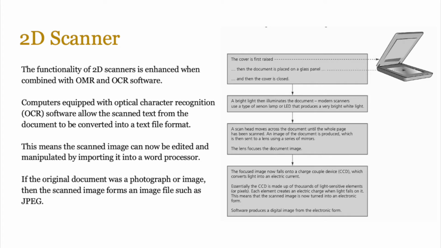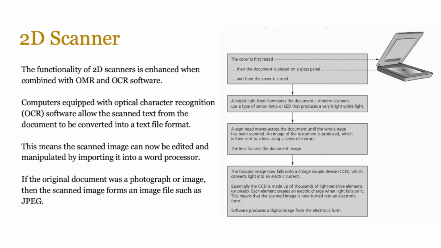The bit you need to know for the exam is how a 2D scanner actually operates. The flowchart on the right hand side of the screen illustrates that. The process is pretty simple. A bright light illuminates any document or image. Modern scanners use a xenon lamp or LED to produce a very bright light. A scan head then moves across the document until the whole page has been scanned. An image of this document is produced, which is then sent to a lens using a series of mirrors. The lenses focus on the document's image.